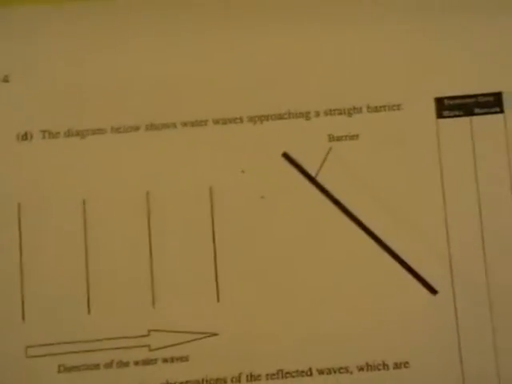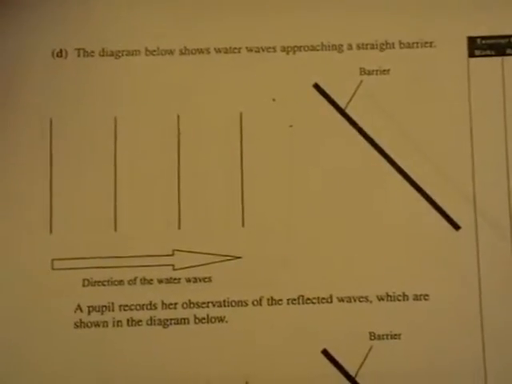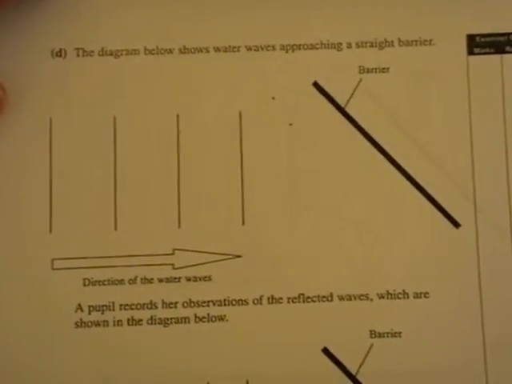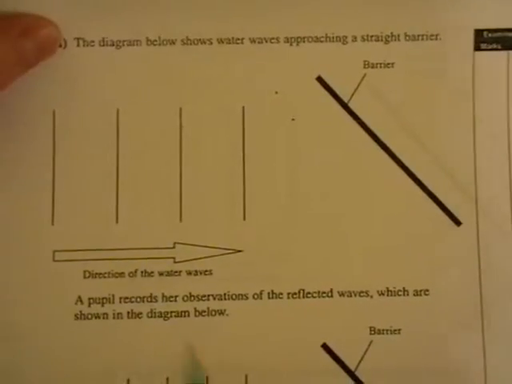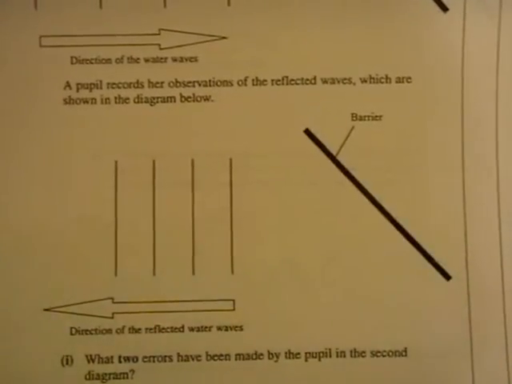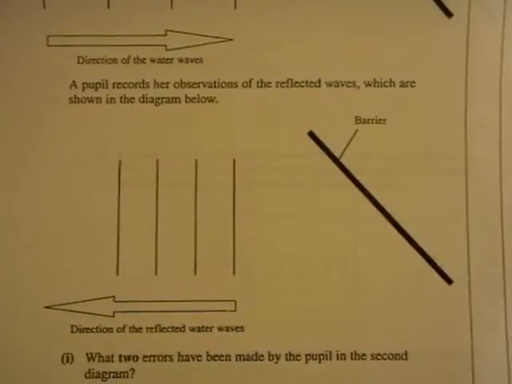Next question. The diagram above shows water waves approaching a straight barrier. A pupil records her observations of the reflected waves, which are shown in the diagram below. So you can see them, they're going in here, going to hit the barrier, and this pupil is suggesting that they're going to come straight back out again. What two errors have been made by the pupil in the second diagram?